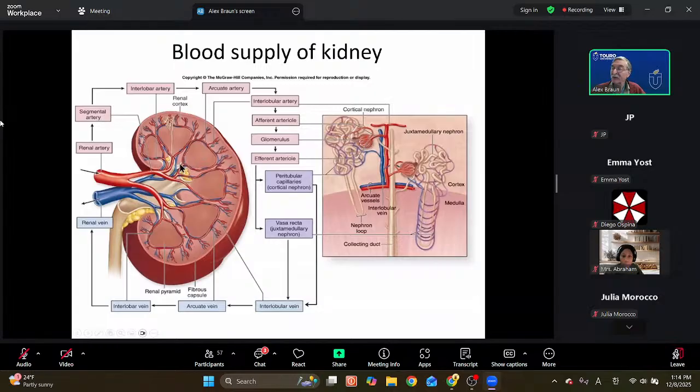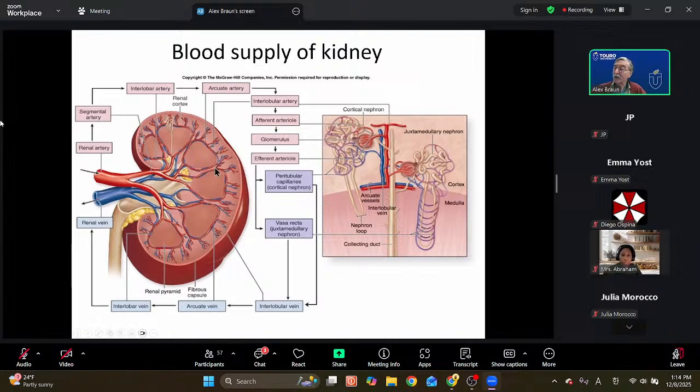The lobar arteries skirt the lateral sides of the pyramids, like you see here. These are the lobar arteries. They're actually small arteries. They're something that are very difficult to see in a gross specimen, although you might see them if you look carefully.